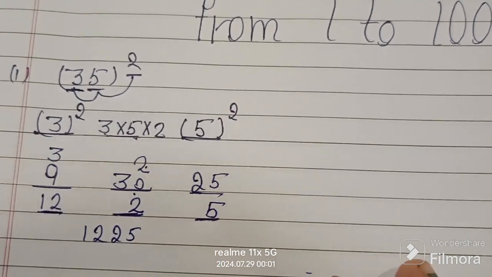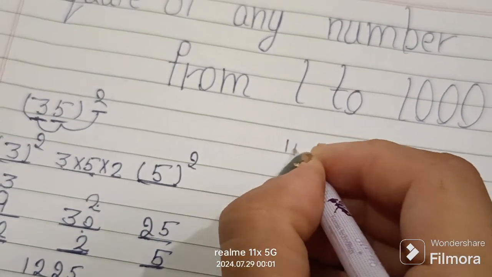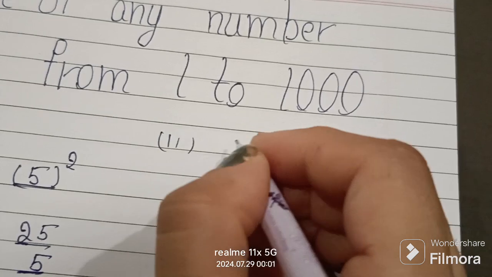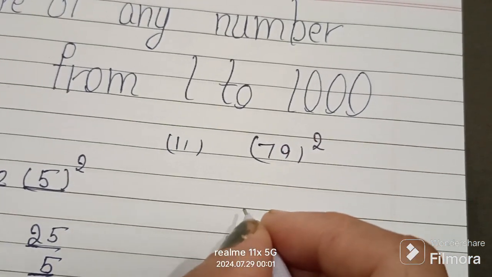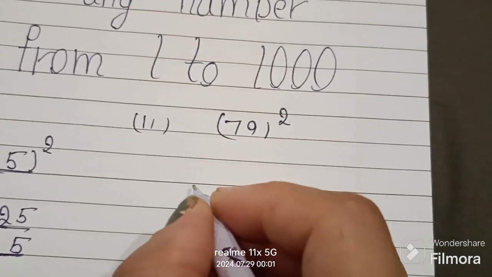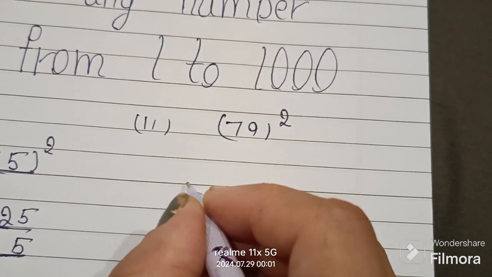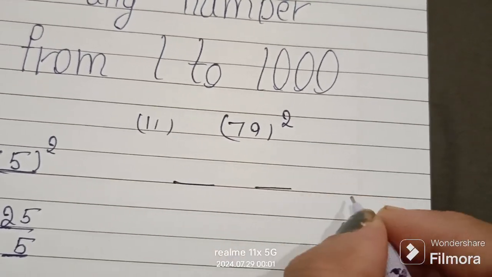Let's move on to the next question. 79 squared. So what I have to do? I am going to separate the answer into three parts.